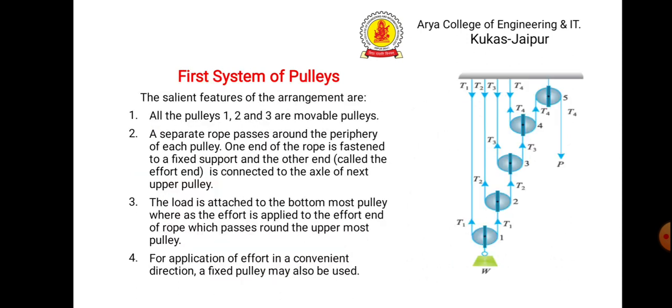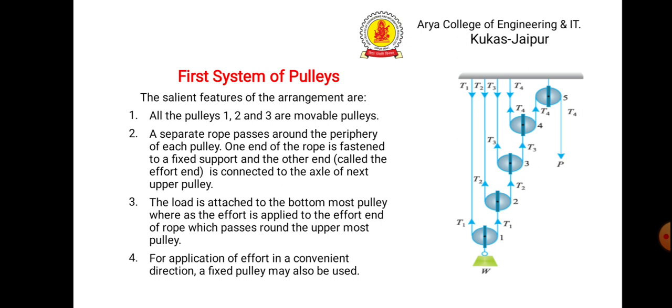Now the systems of pulleys. This is the first system of pulleys. All pulleys 1, 2 and 3 are movable, and one is a fixed pulley. A separate rope passes around the periphery of each pulley, so the tension will be different for each rope. The load is attached to the bottommost pulley, and the effort is applied in a convenient direction at a fixed pulley.